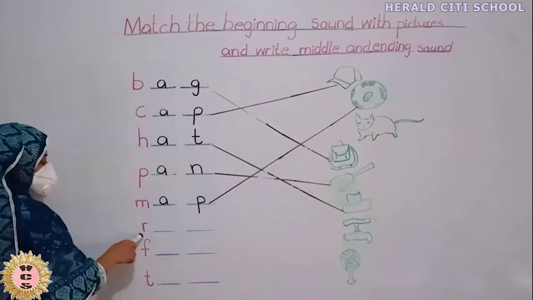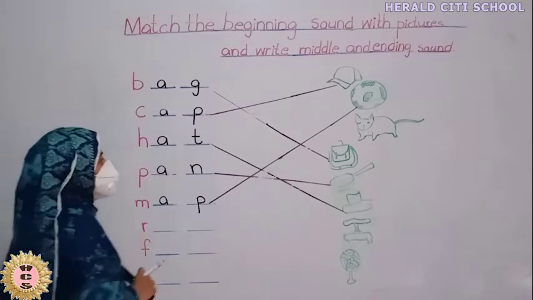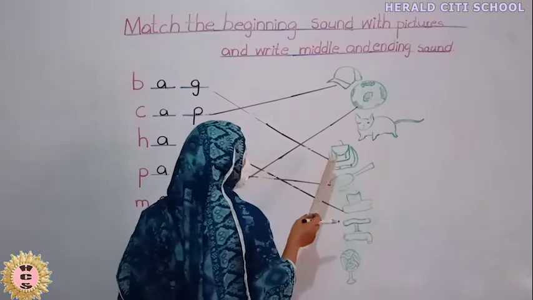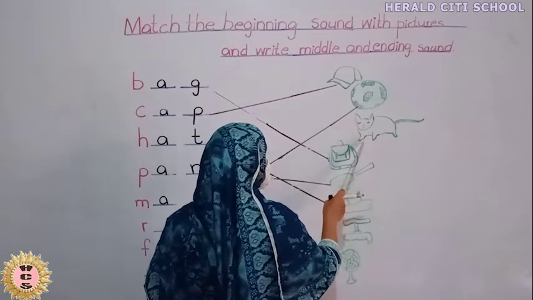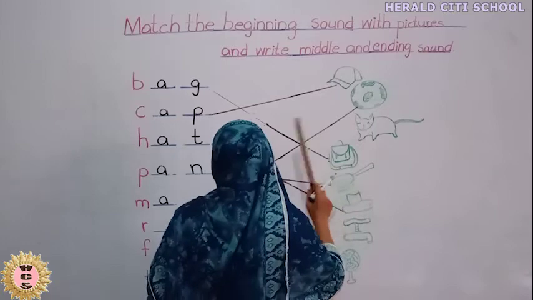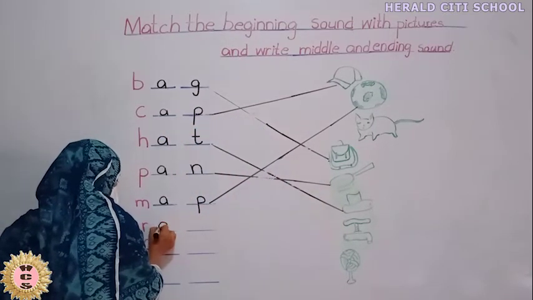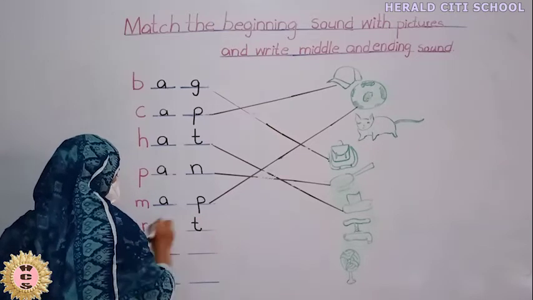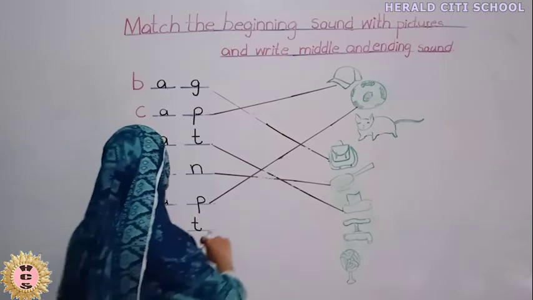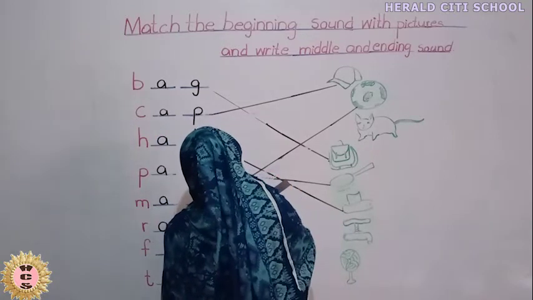Which sound is this? Now let's see, children. Which thing is starting from this sound R? This is red. So we will write here the spelling of red. Red. Now children, match the spelling of red to red.